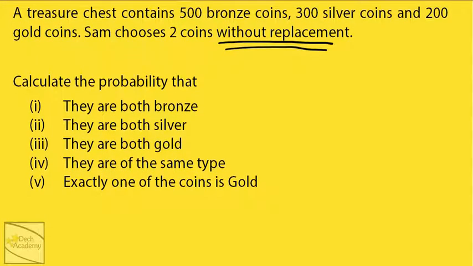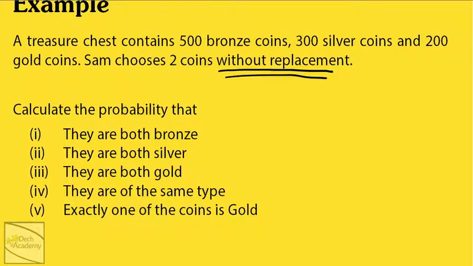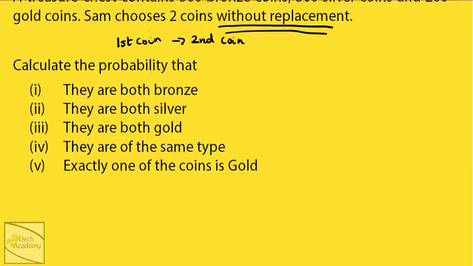So I have a treasure chest with 3 types of coins: bronze, silver, and gold. And Sam is picking coins. He's going to pick the first coin, and then he's going to pick the second coin. So we can use a tree diagram to represent the outcomes of the first choice, and we can use the same tree diagram to represent the outcomes of the second choice, depending on the outcome of the first choice. So here's what it will look like.